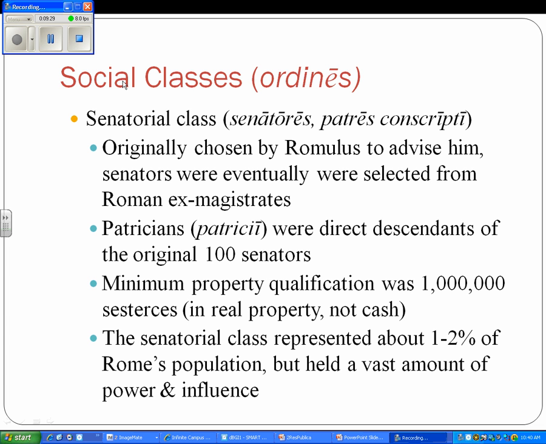I'm now one period later in the day trying to figure out where I left off in the discussion of the senatorial order or the senatorial class. And as I recall, I was trying to explain that within the senatorial class, there was a special subgroup called the patricii, or patricians, who were direct lineal descendants through their father, their grandfather, great-grandfather, and so on back of the original 100 senators of Rome.